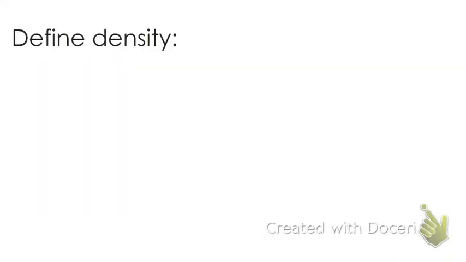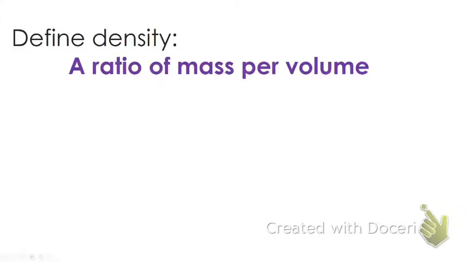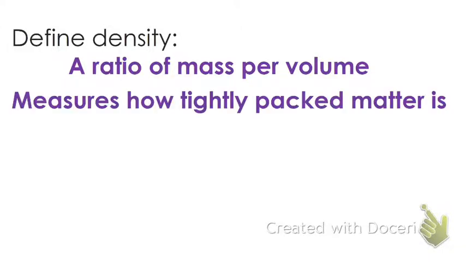So, we're going to start by defining density. If you looked up the definition of density online, it might tell you that it's a ratio of mass per volume, which is great and it's true. But what does that mean? Well, that means that density is measuring how tightly packed our matter is. How much stuff, our mass, is packed in a certain amount of space, the volume. That's all it is: how compact our matter is.